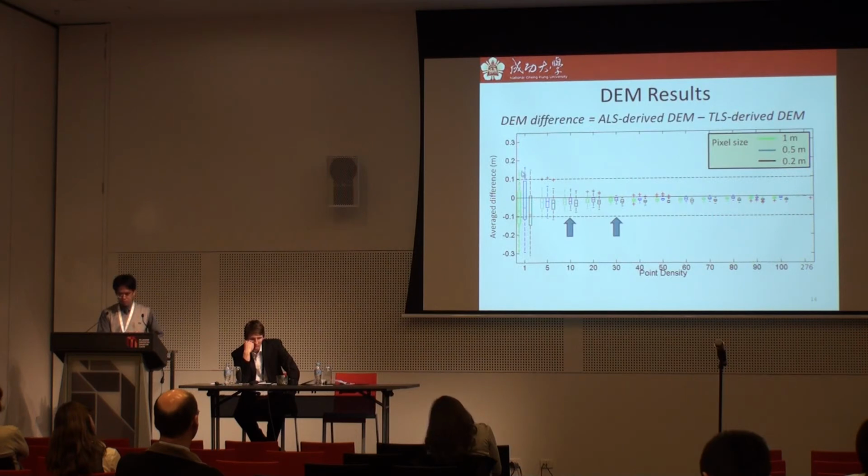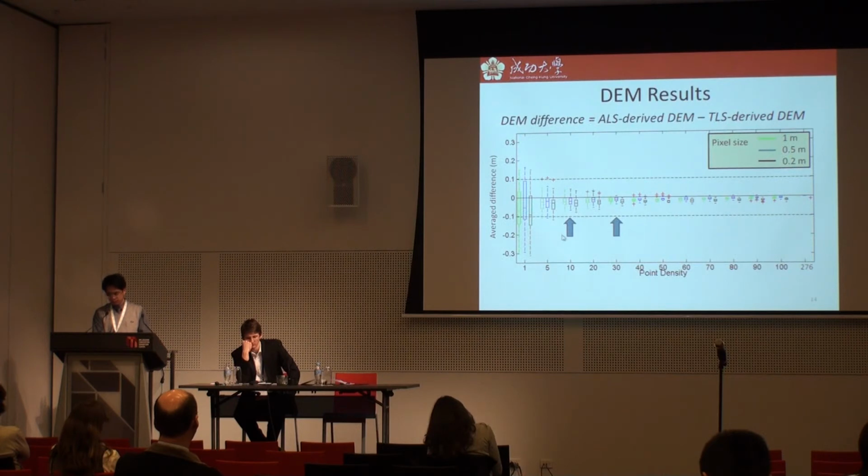So they're supposed to be distributed in here, but we use the box plot to show that variation. So you can see that with 1 meter, half a meter, and 0.2 meter pixel resolutions, all of them show pretty much the same trend. The average difference decreases asymptotically as the point density increases.